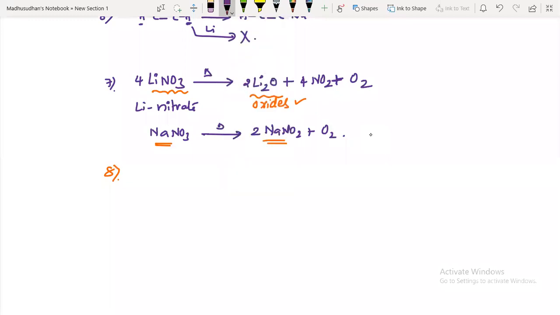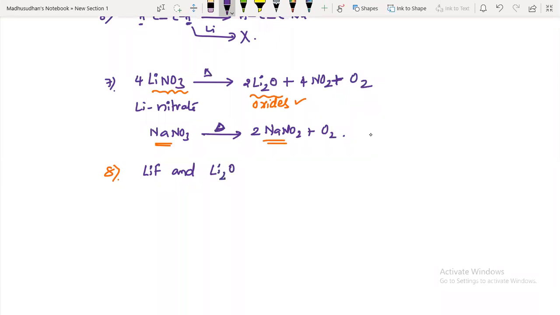Sir, can we further decompose the NaNO2, sir? No. It will stop here. Na2O? No. It itself is the stable form in general at STP. No, this reaction is happening at little high temperatures, not at STP. Okay, sir.